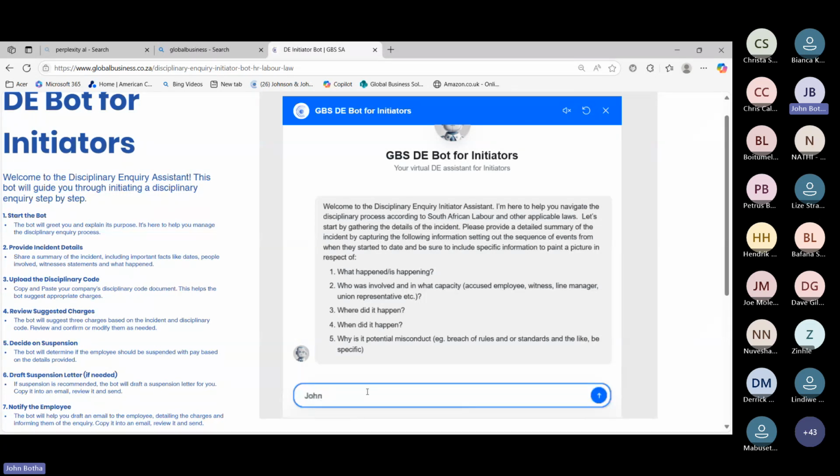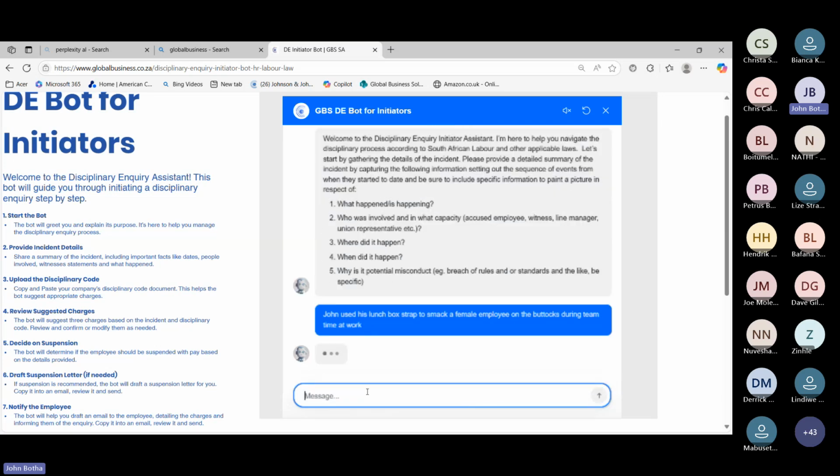So I'll just say John used his lunchbox. And this was an actual Labour Appeal Court matter, so I'm just abbreviating this. John used his lunchbox strap. His wife packs so much food in his lunchbox that he's got to use a strap to keep it closed. John used his lunchbox strap to smack a female employee on the buttocks during tea time at work. Okay, so let's say that's, now imagine you're the site supervisor, there's been an incident.